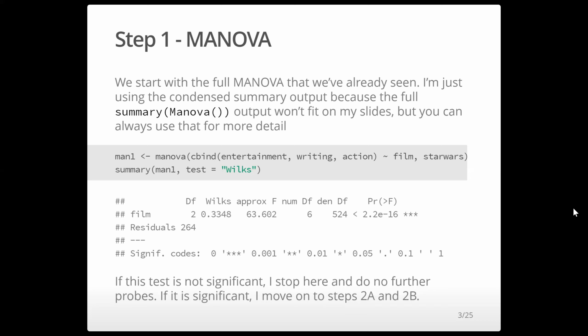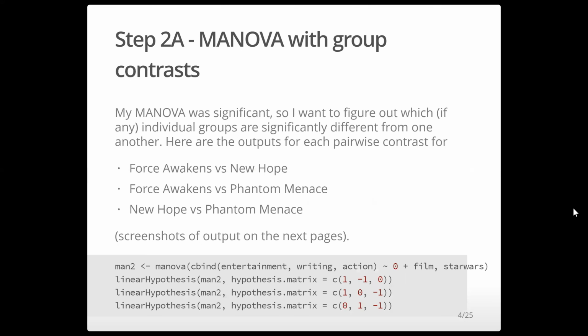If this is significant, then I'm going to move to two pieces in step 2, 2A and 2B. So 2A is what we just saw in the last set of slides. This is the group contrasts. So my MANOVA was significant, and I want to figure out which, if any, individual groups are significantly different from one another. It's possible that none of the pairwise comparisons will be significant, and that the difference is driven by some other linear combination of groups. But in this case, we're going to test the individual films against one another. So I'm going to compare Force Awakens to New Hope, Force Awakens to Phantom Menace, and New Hope to Phantom Menace.